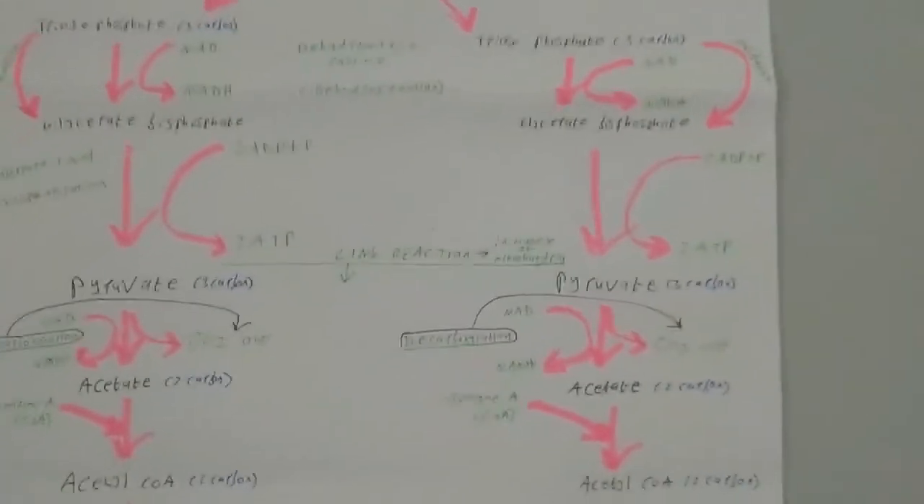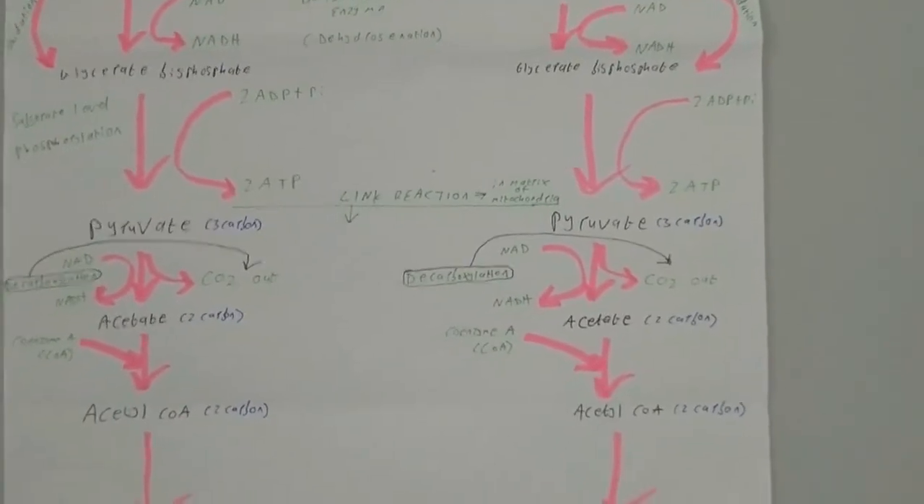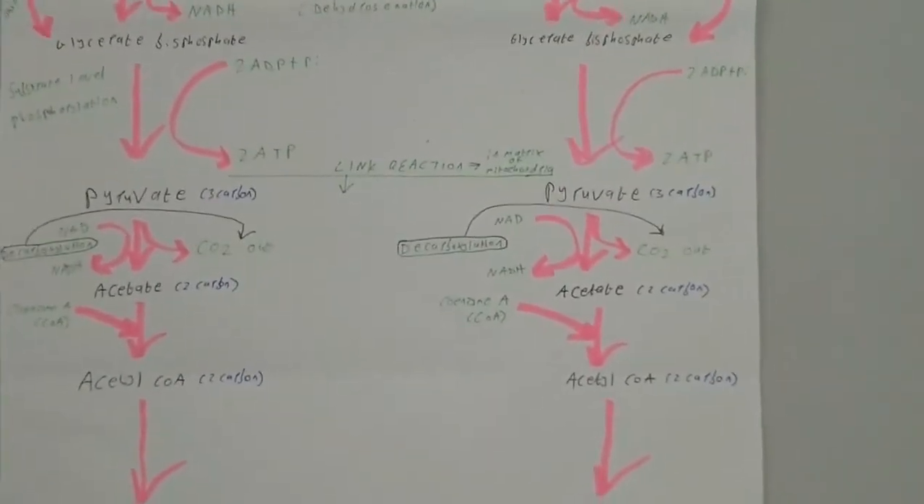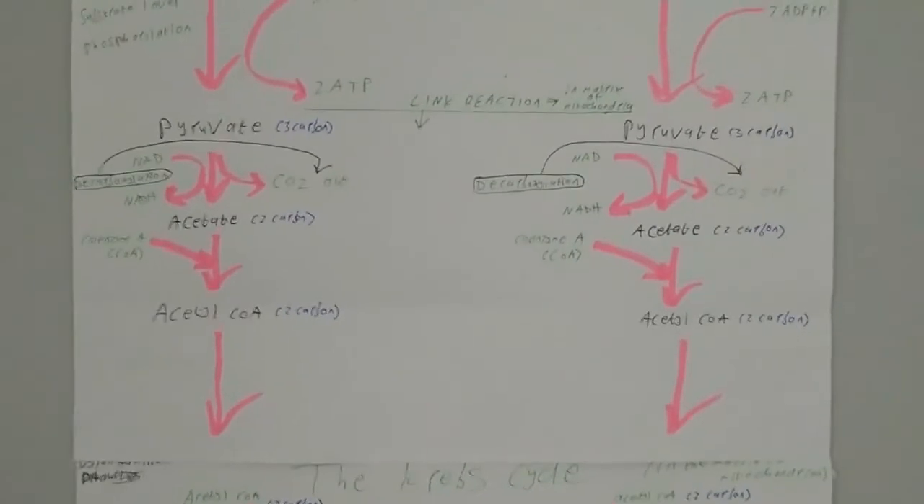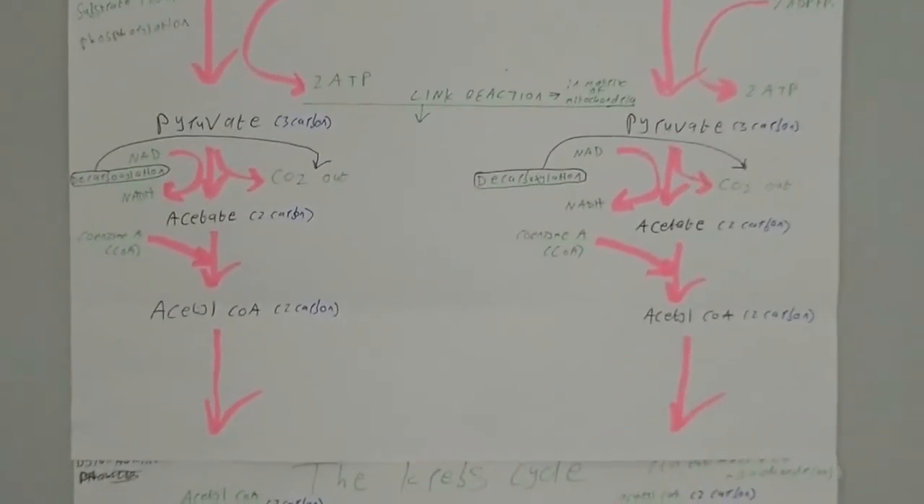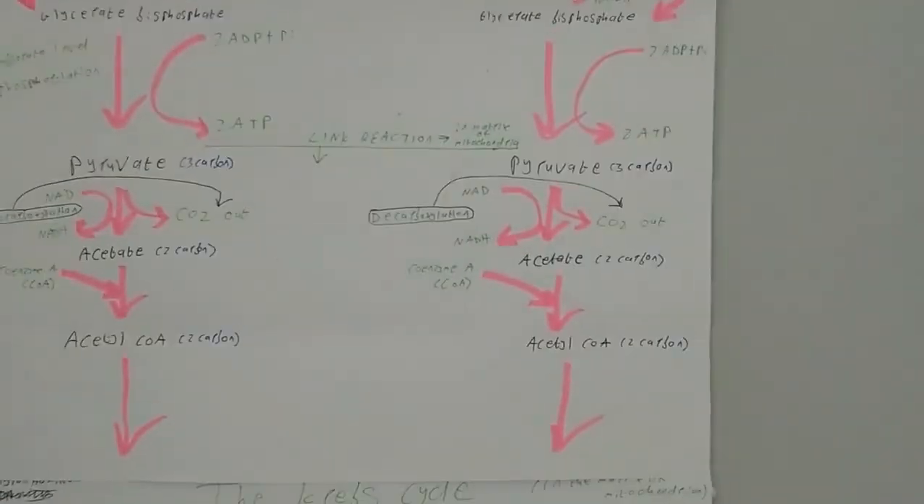Okay, so then pyruvate becomes acetate in the link reaction, which is in the matrix of the mitochondria. So pyruvate then enters the link reaction, where by decarboxylation it will become acetate, where CO2 will be removed, and NAD will become NADH. So then acetate will become acetyl-CoA, as the coenzyme A will be added, and then a 2-carbon molecule is formed.